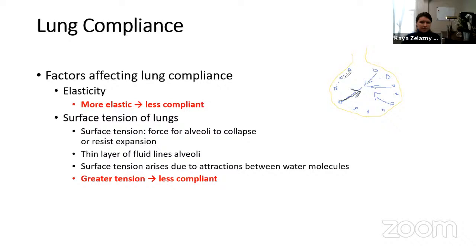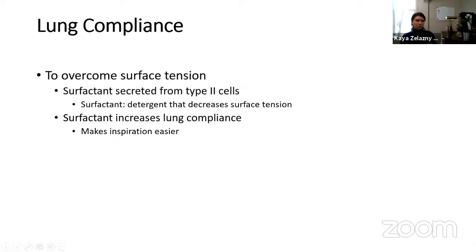So this surface tension of the fluid inside the alveoli really does affect how easy or hard it is to expand the alveoli. We don't want that. We don't want our alveoli to collapse. We want to expand them. We want it to be easy to put air in there because we want to do gas exchange. So in order to combat the surface tension between water molecules in that layer touching the wall of the alveolus, we secrete something called surfactant.